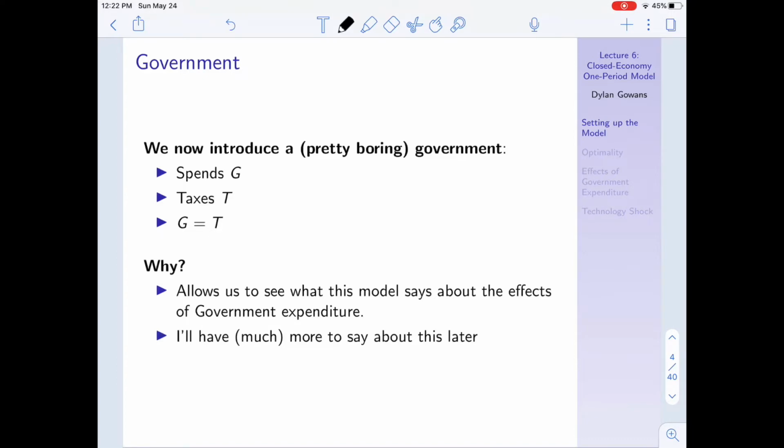And so why are we introducing this government? Well, it's really just going to allow us to see what this model says about the effects of government expenditure. And so you'll notice that the third part of this lecture is going to be all about that. And so I'll have much more to say about this shortly.